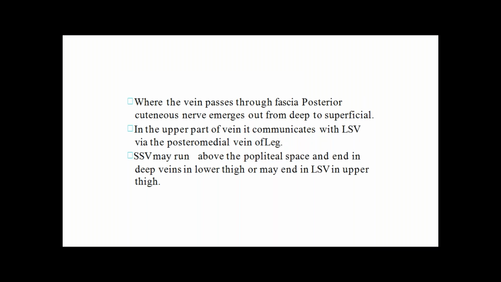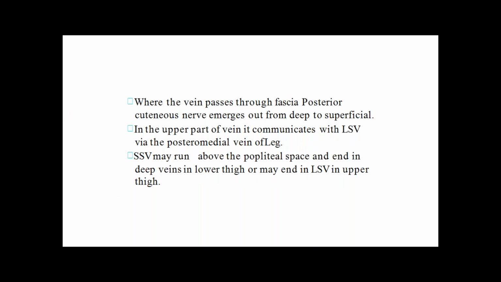So where the vein passes through the fascia, the posterior cutaneous nerve emerges from deep to superficial. In the upper part, the vein communicates with the long saphenous vein via the posteromedial vein of the leg. So the short saphenous vein may drain into the deep vein, that is the popliteal vein, or it may communicate with the long saphenous vein via the posteromedial vein of the leg.